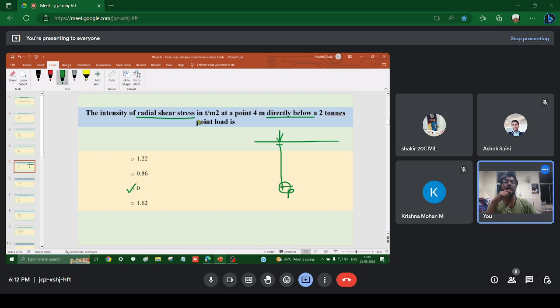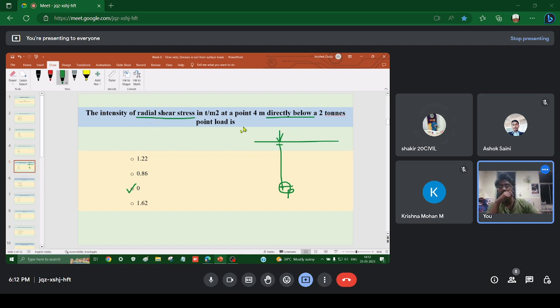So you have to see the question and understand the language properly, not only jot down the data. Because you have 4 meter and 2 tons, but with that you can do nothing, because I'm asking about radial shear stress and not normal stress. The shear stress will be 0.